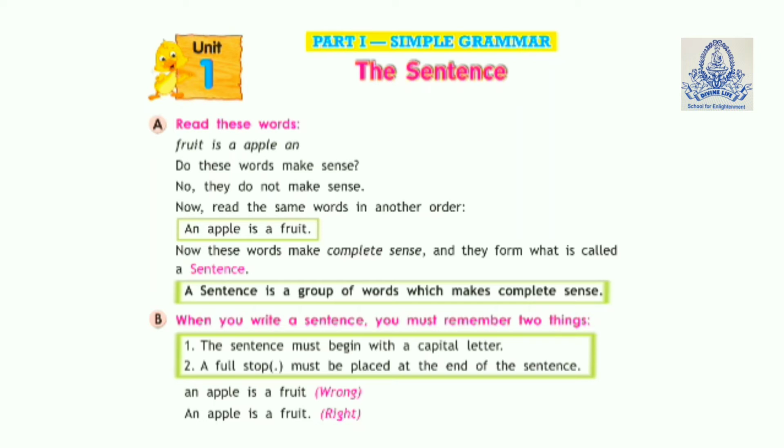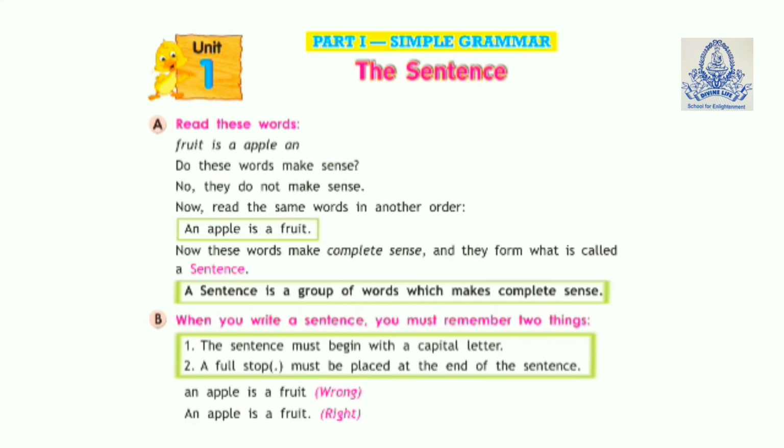Now here at the end, two sentences are given. One is wrong, the other one is right. Now we will see why this sentence is wrong. An apple is a fruit. Why is it wrong? Because A and an, A is not capital. As we have studied above, A should be capital, and at the end there should be a black dot, that is full stop. So full stop is not there. So that's why the first sentence is wrong.